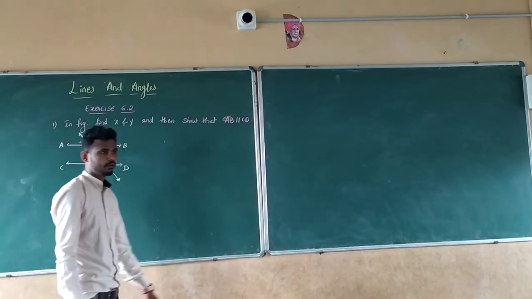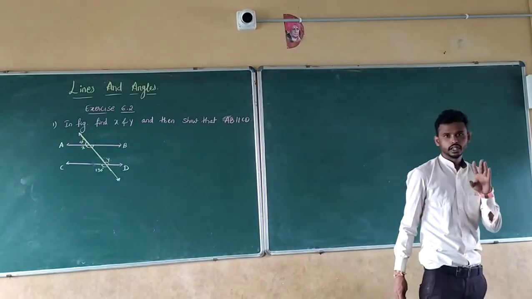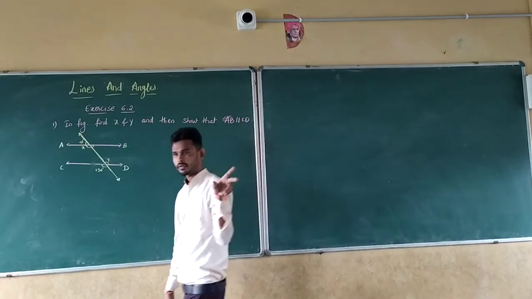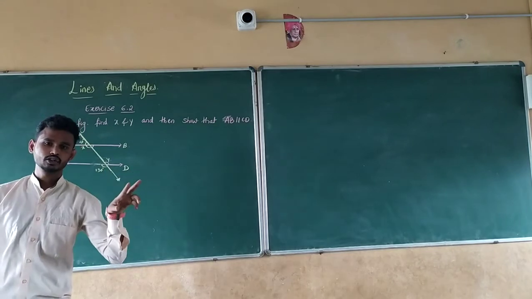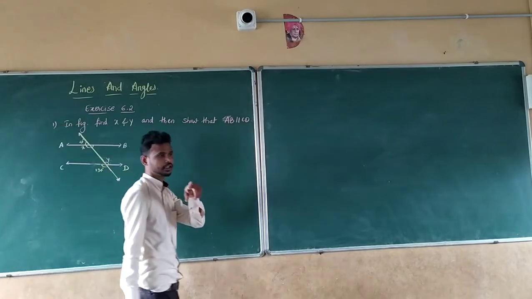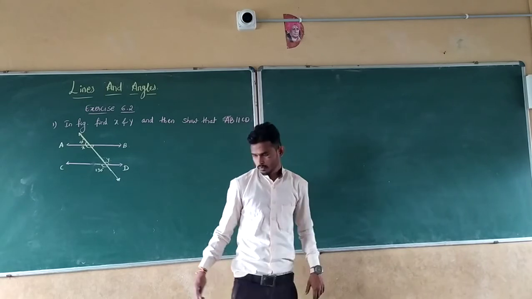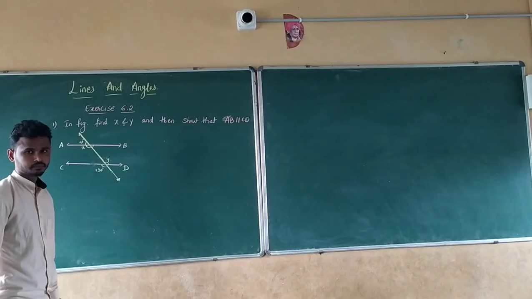For showing AB parallel to CD, three ways are there. If alternate interior angles are equal, then the two lines will be parallel. If corresponding angles are equal, then the two lines will be parallel. Otherwise, if the angles on the same side of the transversal are supplementary, then the two lines will be parallel. So first find x and y.